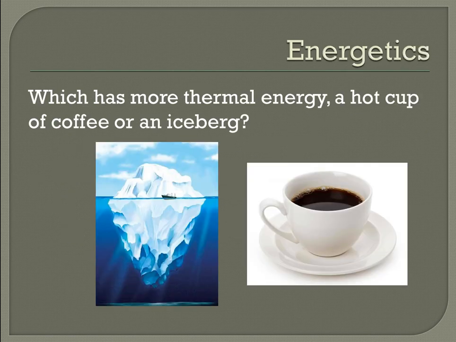A good example to help you understand the distinction between heat and temperature is the hot cup of coffee versus the iceberg. Which one has more thermal energy? If you guessed the iceberg, you're correct. Put very roughly, thermal energy is related to the amount of something you have multiplied by the temperature. Let's assume the iceberg is at freezing, which is 0 degrees Celsius or about 273 degrees Kelvin. And the cup of coffee is at 75 degrees Celsius or about 350 degrees Kelvin.